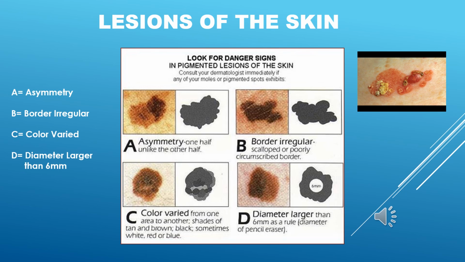Nurses must assess the lesions by looking at them according to the ABCDs. A being asymmetrical, B meaning border irregular, C for color variation, D the diameter larger than 6 millimeters in size. These are all characteristics associated with skin cancer.